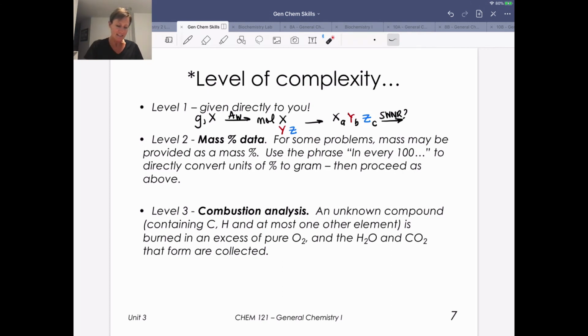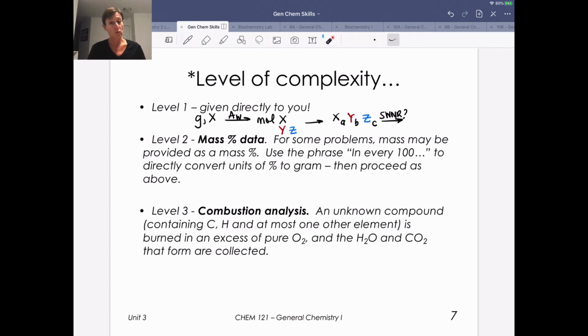In reality, the simplest problem we're going to see, I'm calling this a level 1, is you're given the grams of a substance and then you need to use the atomic weight to get to moles, then the simplest whole number ratio to get to our empirical formula.